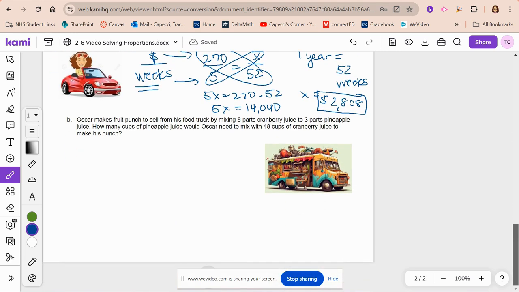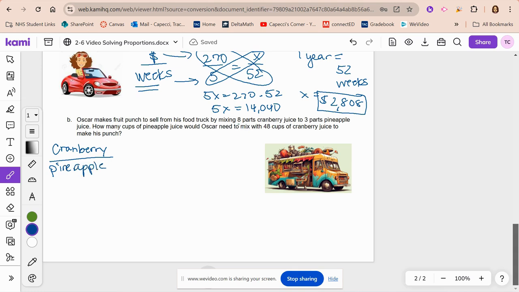Okay, let's look at another one. Oscar makes fruit punch to sell for his food truck by mixing 8 parts cranberry juice and 3 parts pineapple juice. How many cups of pineapple juice would Oscar need to mix with 48 cups of cranberry juice to make his punch? All right, so again, let's go back to the words. So I'm just going to put cranberry, and it doesn't matter which one you put on the top. I'm going to just label it cranberry, and I have pineapple.